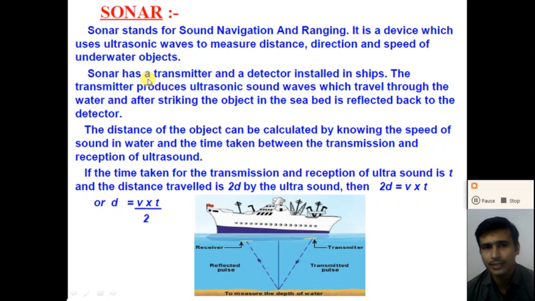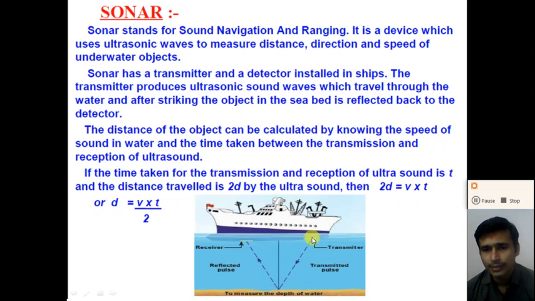Sonar has a transmitter and a detector installed in a ship, right? The transmitter transmits the ultrasonic sound, and the detector detects the ultrasonic sound. The transmitter produces ultrasonic sound waves which travel through the water and, after striking an object on the sea bed, are reflected to the detector.